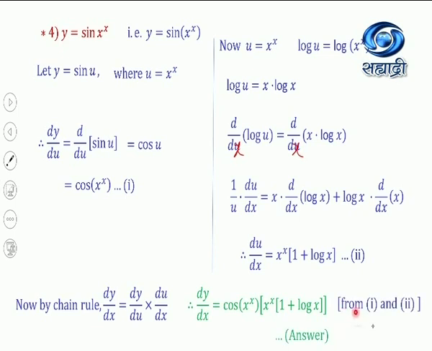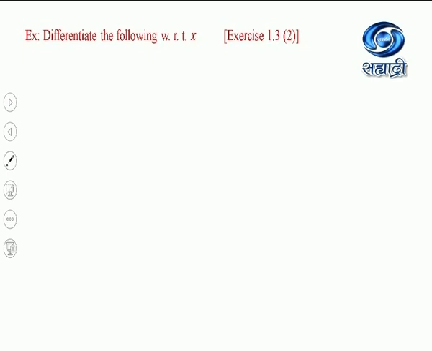We write here the reason from 1 and 2. So derivative of sine of x raised to x is cos of x raised to x into x to the power x in bracket 1 plus log x. Now this is our final answer. And now we will continue the next example, next type.